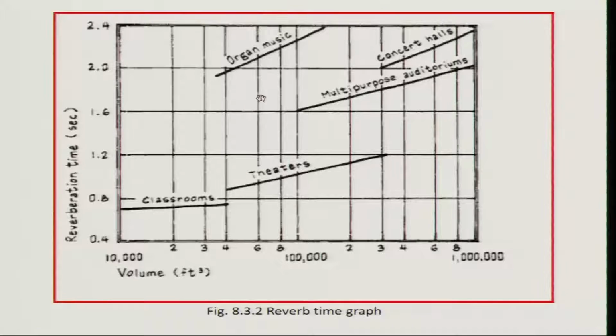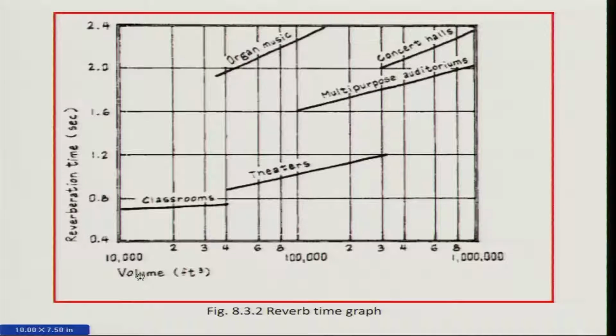So, this is one chart, and let us look at what this chart tells us. I think this chart has been calculated for 500 hertz. So, what does it say? On the x axis you have volume of the room. So, maybe a small room will have a volume of 10,000 cubic feet, and a medium sized room will have a volume of 1 lakh cubic feet, and the other extreme is a very large room or an auditorium, which may have 1 million cubic feet or something like that.